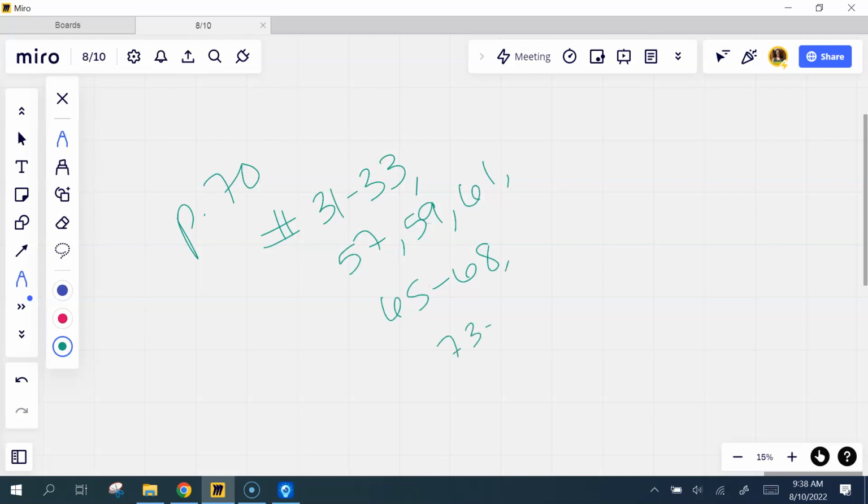Let's do 73 to 76. Those are quick multiple choice ones. They're just look at it and tell what the limit is. And we'll stop there.